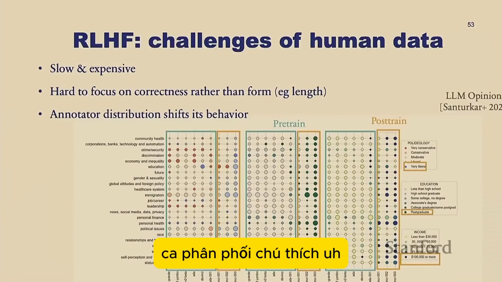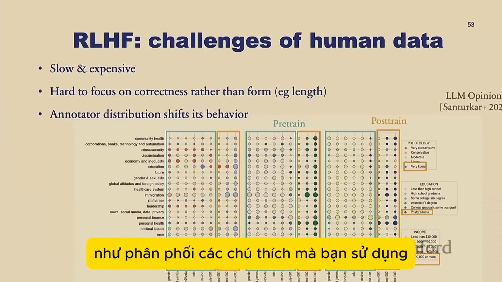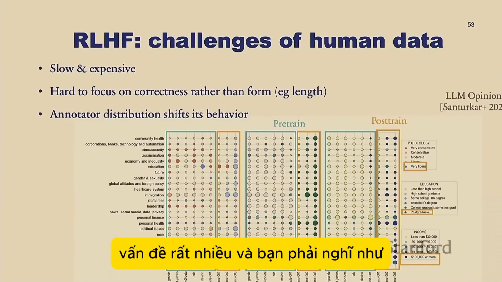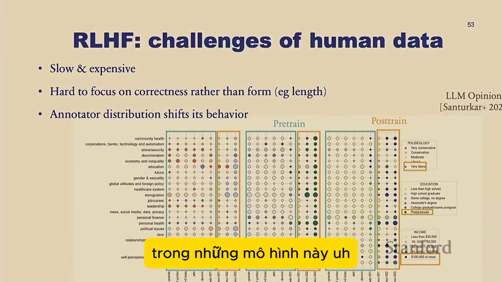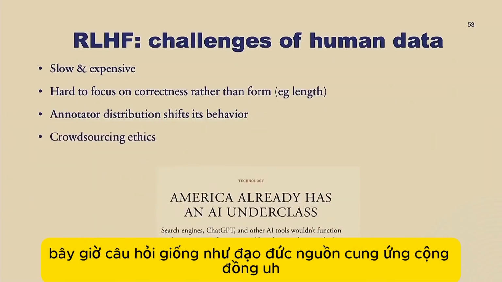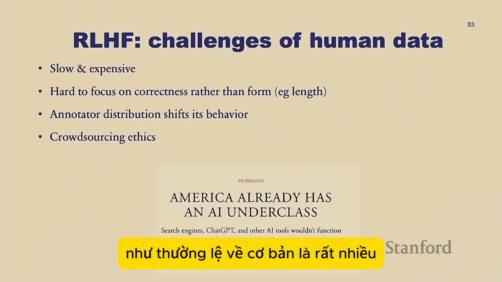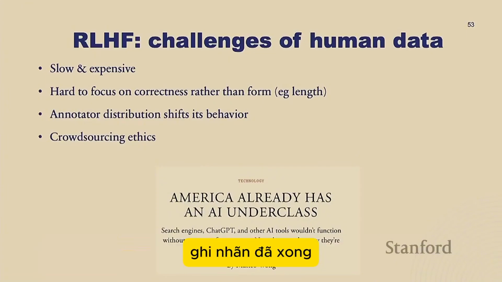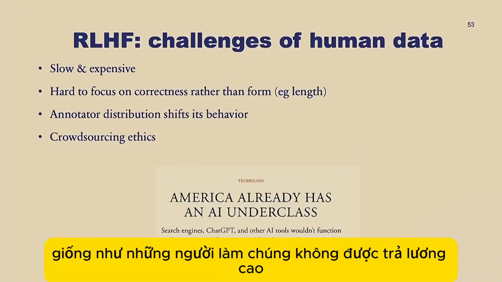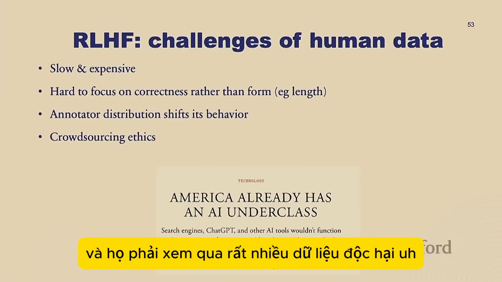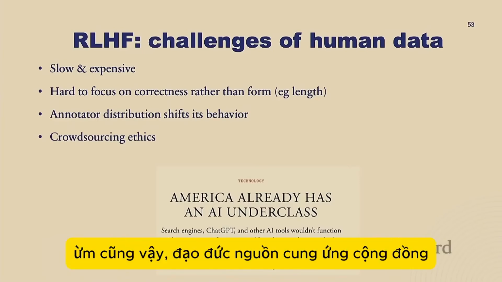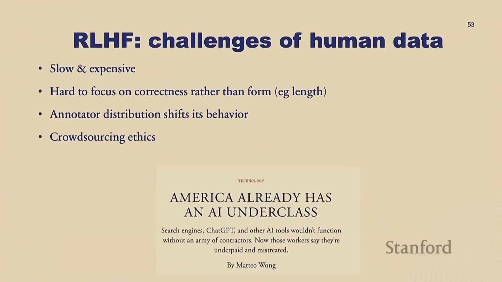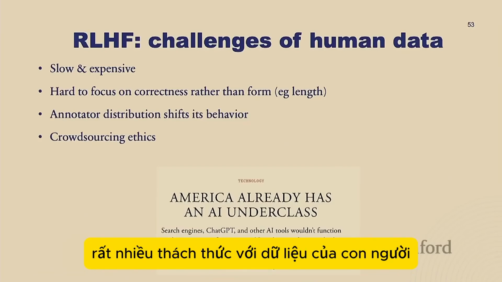Annotator distribution shift: the distribution of annotators that you use matters a lot. You have to think about which humans we even want to represent in these models. Another question is crowdsourcing ethics. A lot of the labeling that is done, the people who do it are not paid well, and they have to go through a lot of toxic data, because you want the model to avoid saying toxic things. So, crowdsourcing ethics too. So many challenges with human data.